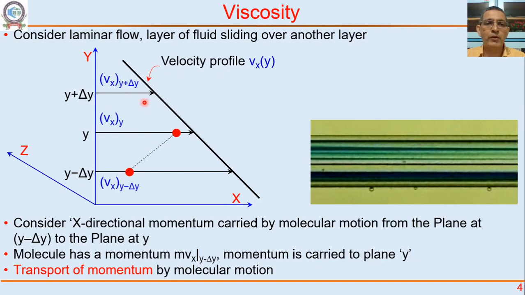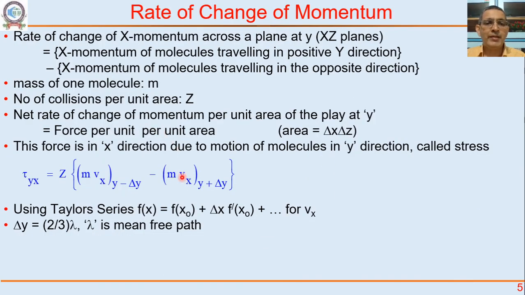Such molecules, because molecules are there everywhere, would have random thermal energy. Some of the molecules will travel from here to here, and some of the molecules will go from here to here. But the net momentum that they are carrying is this minus this, whatever m vx at y minus delta y minus m vx at y plus delta y. That's the net momentum that one such molecule will carry.